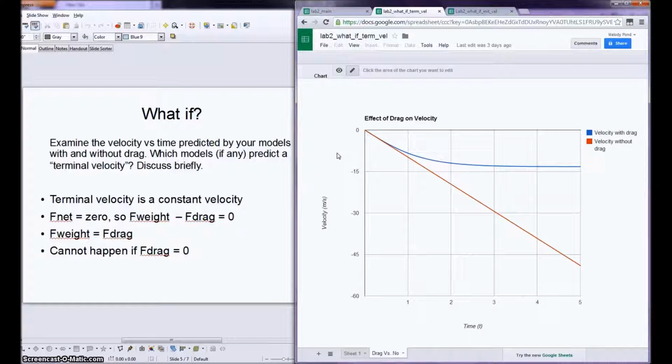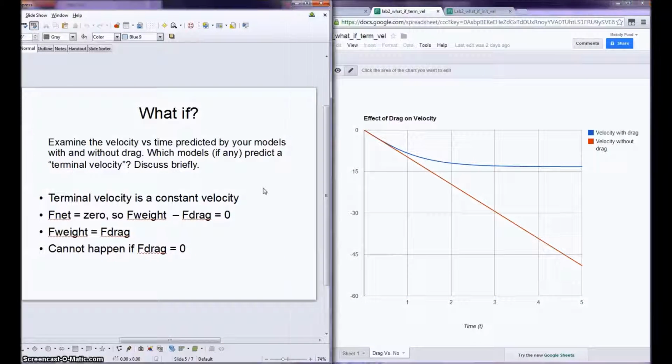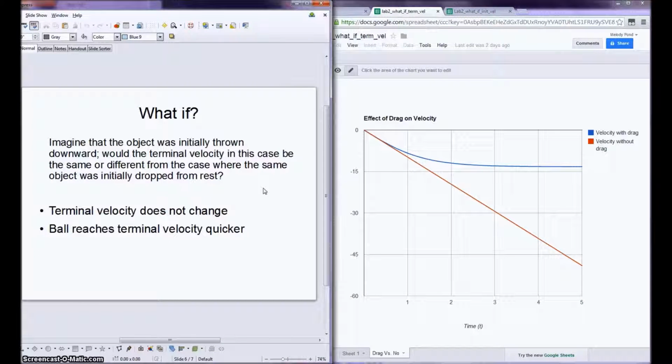I made this graph using the same code as before, except I told it to graph the velocity versus time instead of the position versus time, and I extended the time to 5 seconds. You can see that the acceleration, which is the slope of the line, decreases in the model with drag until it reaches 0 at the terminal velocity, while in the model without drag, the acceleration remains constant and the velocity continues to increase.